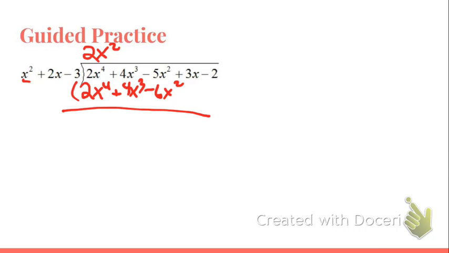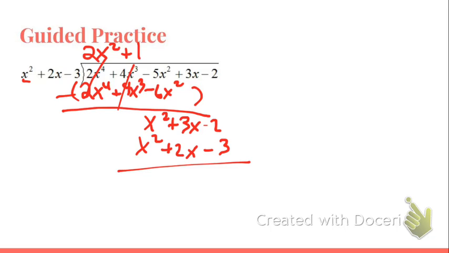So when we subtract, these terms will cancel, these terms will cancel, and we get x squared plus 3x minus 2 right here. Now, x squared goes into x squared once, so 1 times x squared is x squared, 1 times 2x is 2x, 1 times negative 3 is negative 3. Now we subtract, x squared minus x squared cancels out, 3x minus 2x is x, and then negative 2 minus negative 3 is a double negative, so it's a positive, and we get x plus 1. Now, we are done dividing.